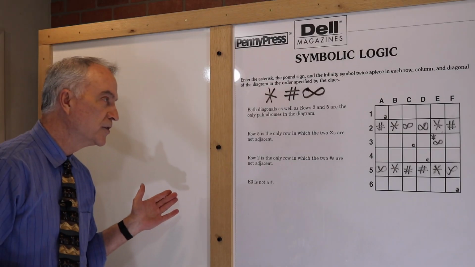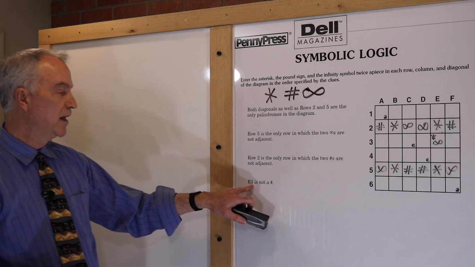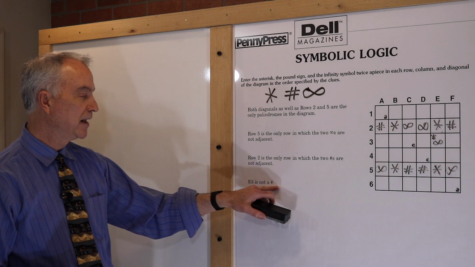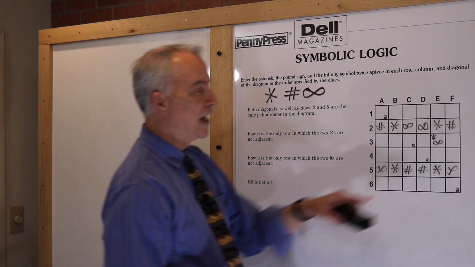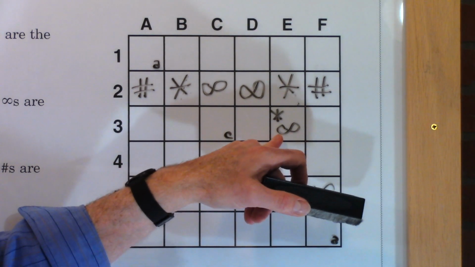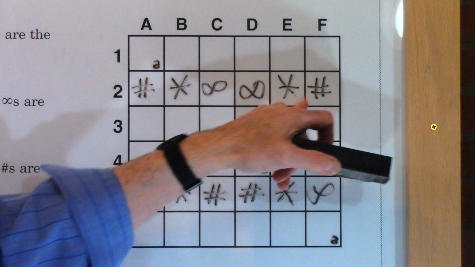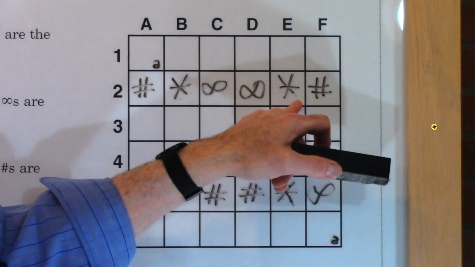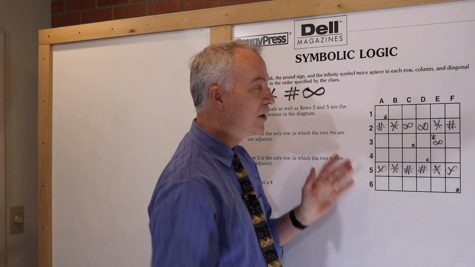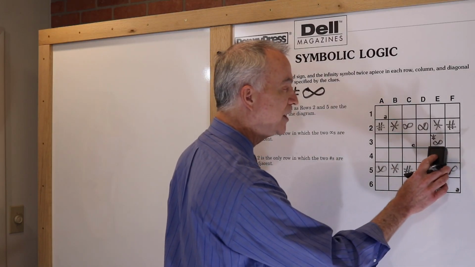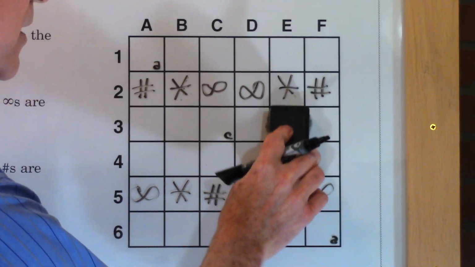By completing rows 2 and 5, what else can we deduce? What about this final hint that we got over here in our main hints? E3 is not a pound symbol. And we then decided that it would have to be either an asterisk or the infinity symbol. Well, we've used both of the asterisks at 2E and 5E. And we know that we only use each symbol twice in each row, in each column, and in each diagonal. That means this then has to be the infinity symbol.